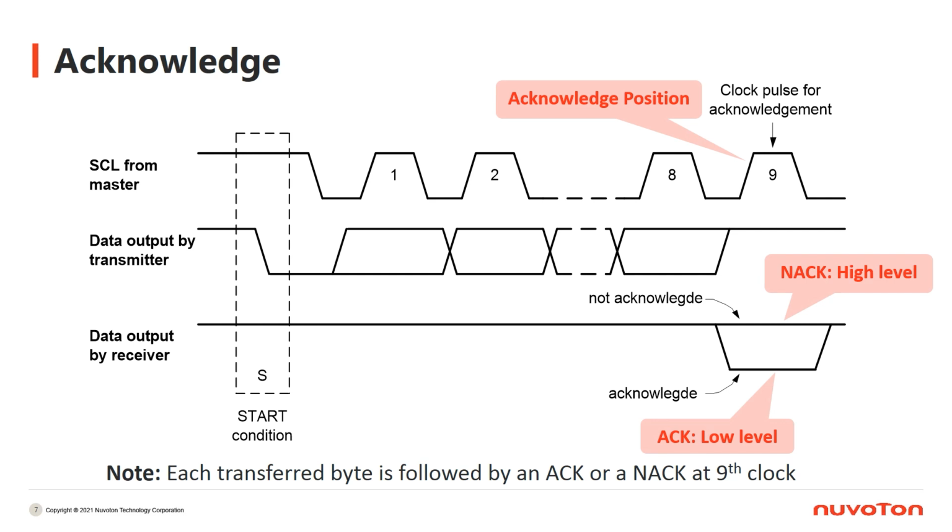Non-ACK has 2 kinds of meanings. One is used to indicate that there is something wrong during the transmission. The other is used especially in the master-receiver mode. When the master is done reading data, it uses a non-ACK to indicate to the slave that the read operation is done.